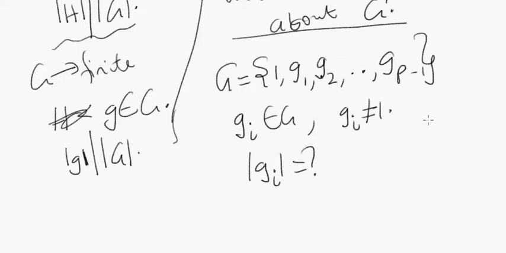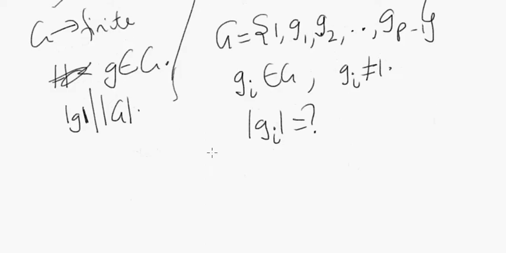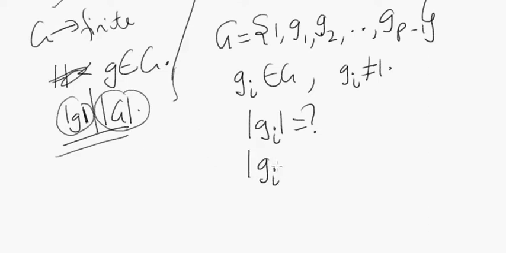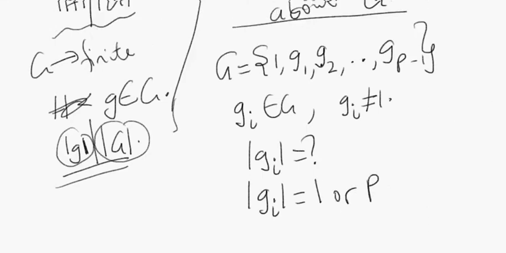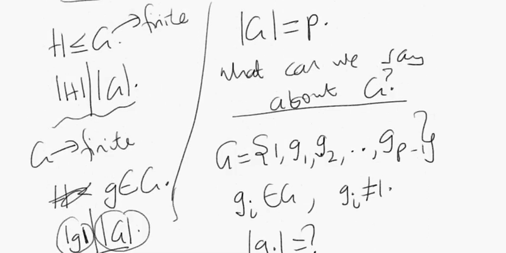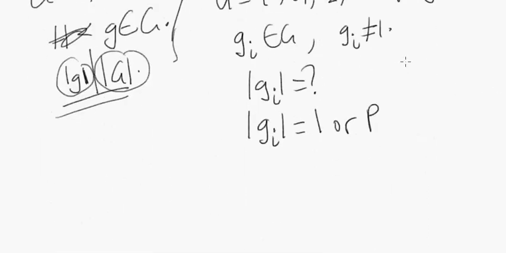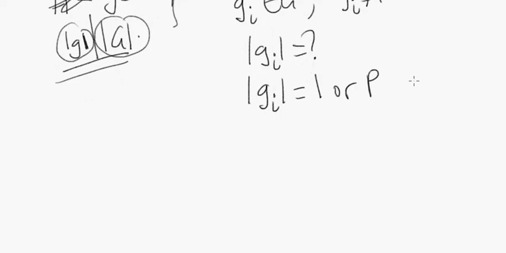What are the possibilities? Lagrange's theorem already tells us that if G is a finite group, then the order of every element must divide the order of the group itself. Given that information, can we conclude that the order of g sub i is either 1 or P? Given that P is prime, what possible numbers could divide P? Is it 1 and P?